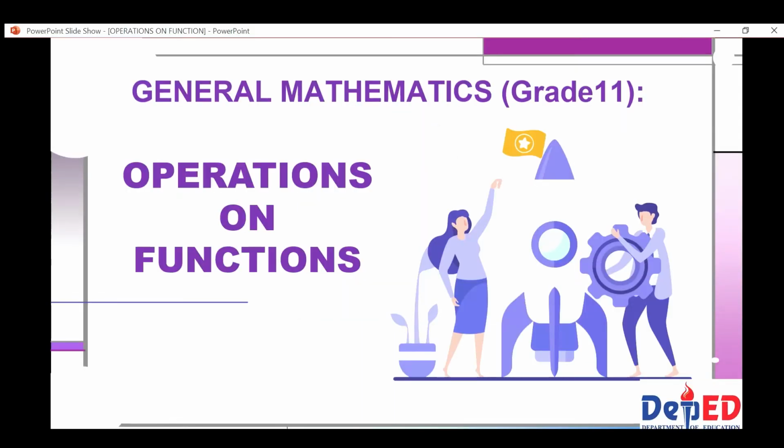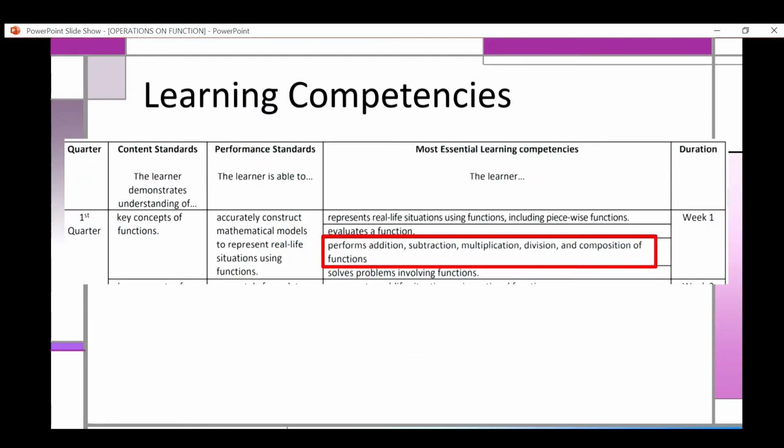So, hi class, welcome to our general mathematics subject. And for today's video lesson, we will learn about operations on functions. Our learning competency for today is performs addition, subtraction, multiplication, division, and composition of function. So, nandito pa rin tayo sa week 1 ng ating lesson sa general mathematics na subject.